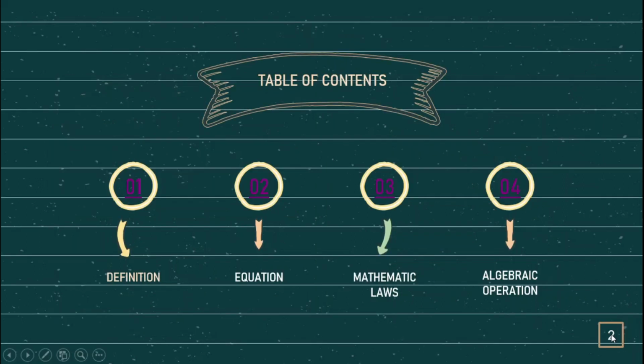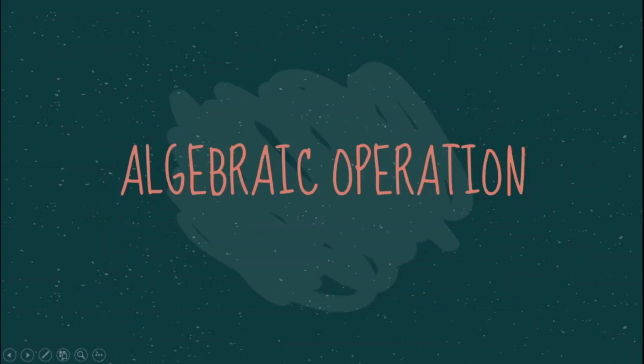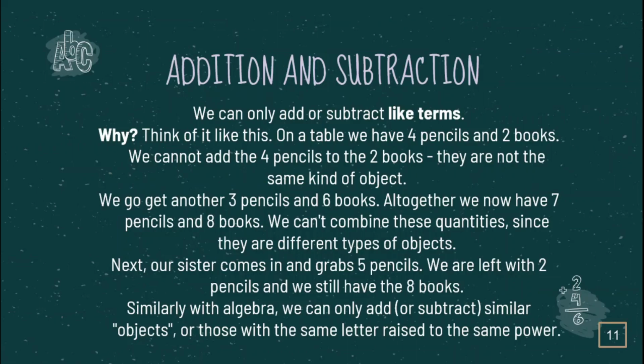The fourth content is algebraic operation. First is addition and subtraction. We can only add or subtract like terms. Why? Think of it like this. On a table we have 4 pencils and 2 books. We can't add the 4 pencils to the 2 books. They are not the same kind of object.